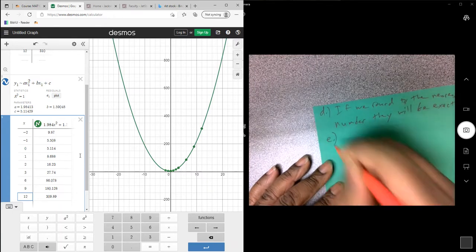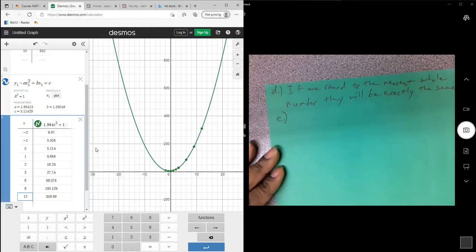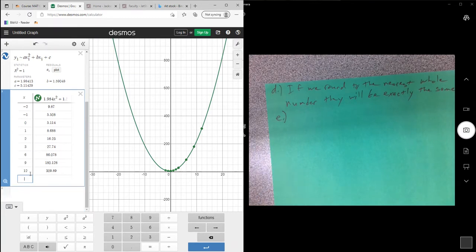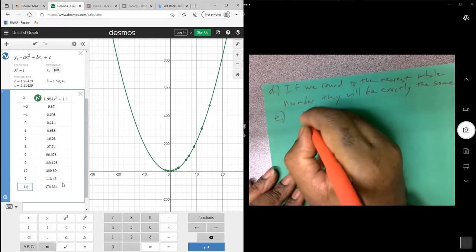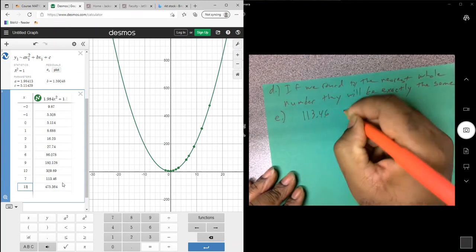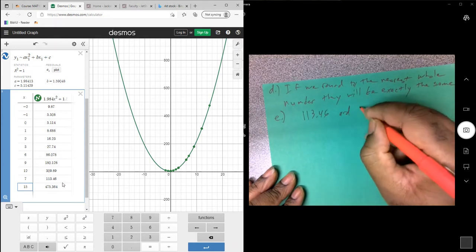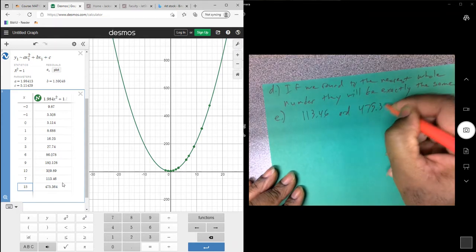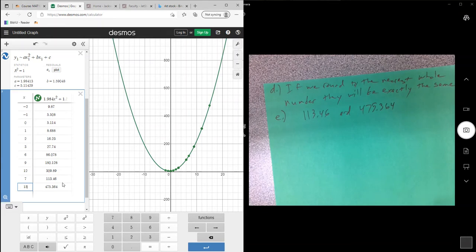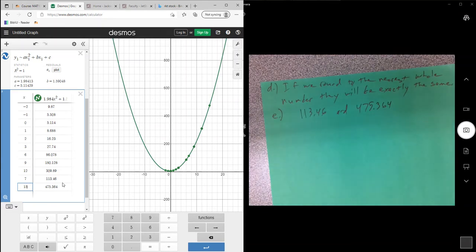Okay, now we go to E. E, it says predict the output for X is 7 and X is 15. So we could just put that in here, 7 and then 15, since we already have it set up. So we could say that 113.46 and 475.364. And we're done. Okay, that's problem number 2.